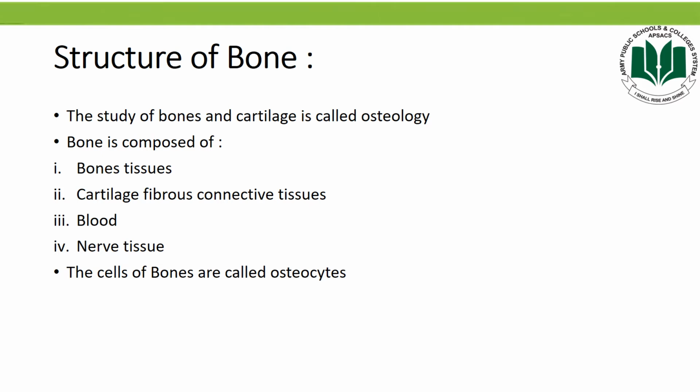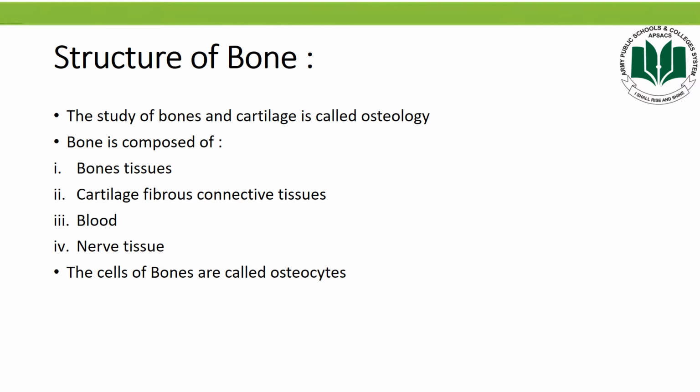Structure of bone. Basically students, as we all know, bone is a rigid body tissue consisting of cells that are embedded in an abundant hard intercellular material. The two principal components of this material include collagen and calcium phosphate. So bone tissue makes up the individual bones of the human skeleton and the skeletons of other vertebrates. The study of bone and cartilage is called osteology.